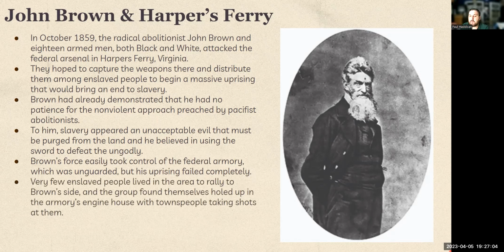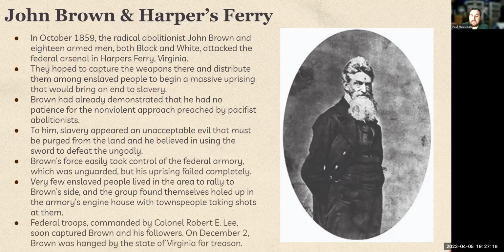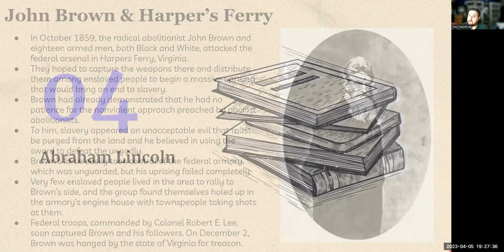Very few enslaved people will actually rally to him and try to fight. They're more concerned with staying alive than they are with rebelling from their slave keepers. And so he'll eventually get holed up in a part of town with him and his men getting shots taken at them by the townspeople and the other militias. Eventually, federal troops commanded by Colonel Robert E. Lee, we'll see him again in the next lecture, will capture Brown and his followers, and on December 2nd of 1859, Brown will be hanged by the state of Virginia for treason.